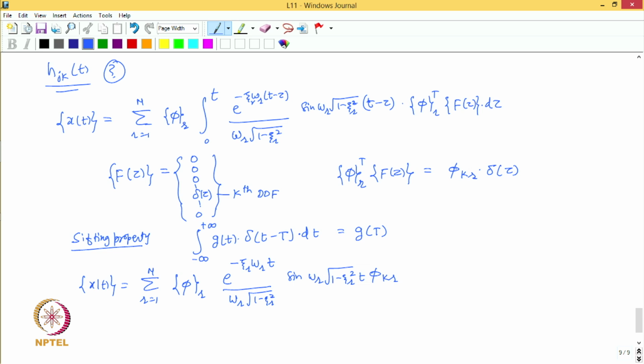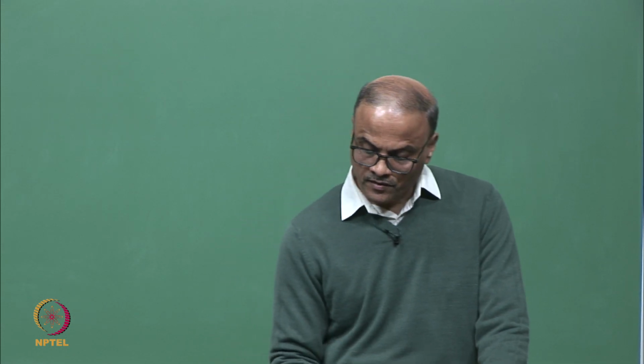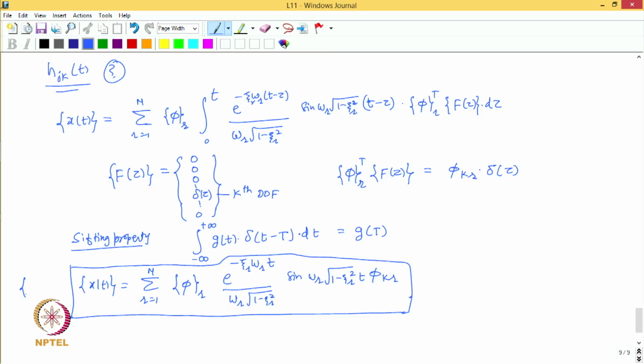right. So, this is nothing but the response we are getting when a unit impulse acts at the kth degree of freedom, and therefore, response at all the degrees of freedom basically would correspond to the impulse responses corresponding to kth degree of freedom, and hence this is also equal to the kth column of the impulse response function matrix. So, this is nothing but the kth column of the impulse response function matrix.